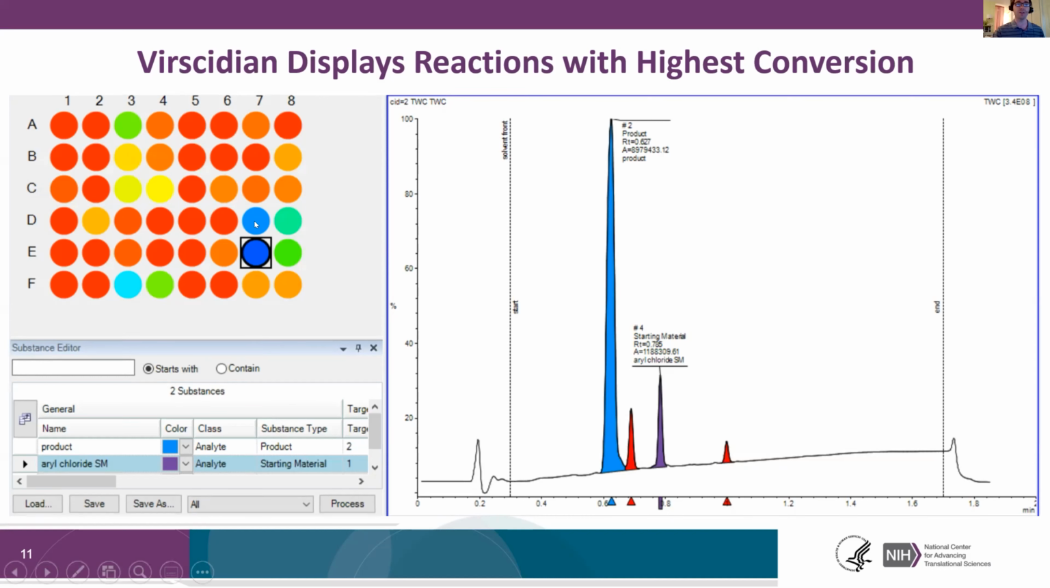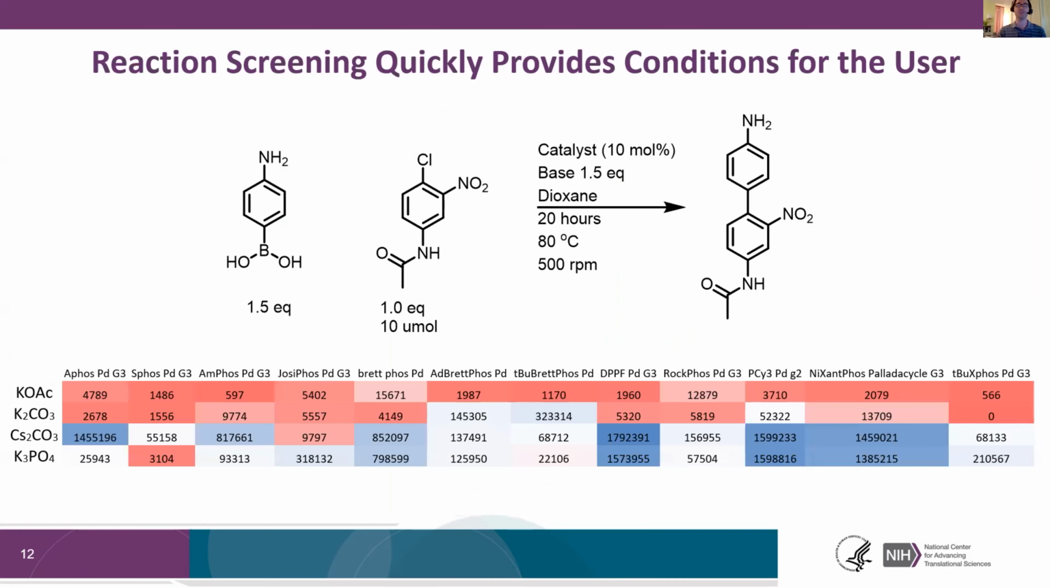And the one that's highlighted here in dark blue, squared off in E7, is the one we have the LC trace for. In blue is the product peak, and in purple is the starting material peak. So you can see that we're getting a pretty good conversion with this reaction. This is the data that we would provide the user, more readable, so they could see the reaction and the different conditions.